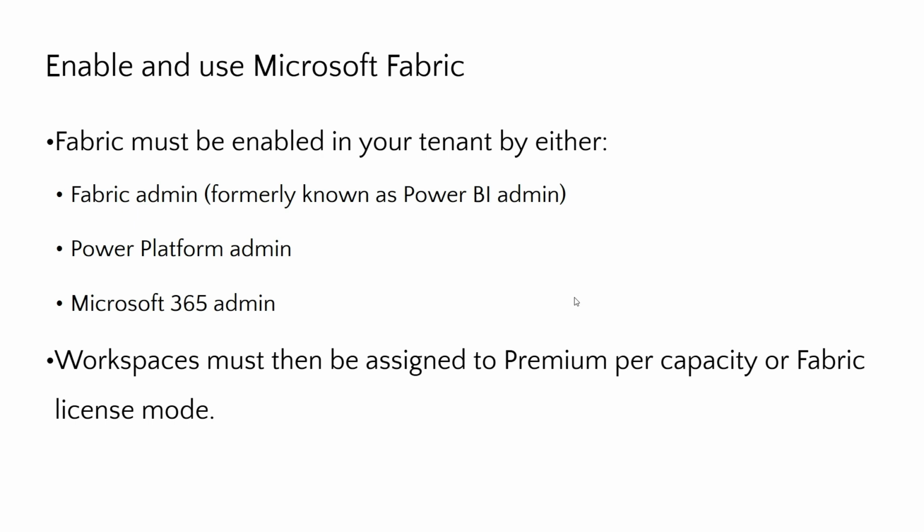To get started with Microsoft Fabric, you need to enable it in your tenant. Here's how you can do that. The first step is that a Fabric admin needs to enable the platform in the organization's environment. The Fabric admin role can be assigned to a person with administrative privileges, such as a Power BI admin, Power Platform admin, or Microsoft 365 admin. The admin must configure the necessary security and permissions at the tenant level to ensure that only authorized users can access and use Microsoft Fabric.